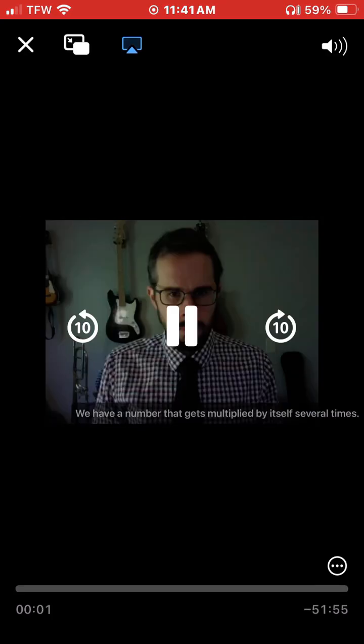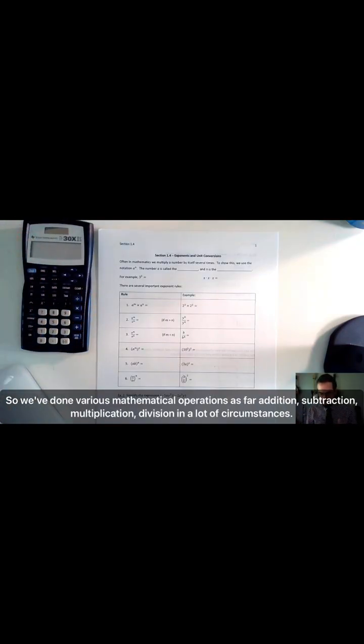All right, everyone out there, we are going to continue with section 1.4 on exponents and unit conversion. So we've done various mathematical operations thus far: addition, subtraction, multiplication, division. In a lot of circumstances, we have a number that gets multiplied by itself several times. We have a special notation for this. We use this notation a to the power n.